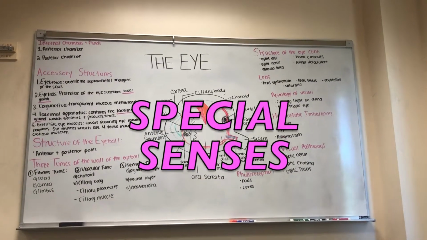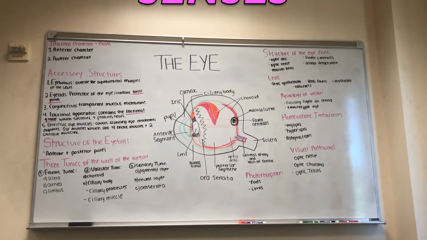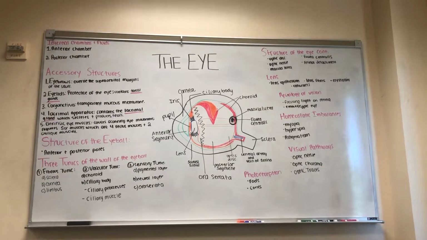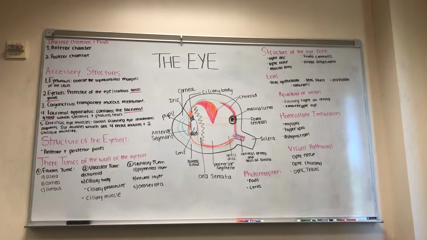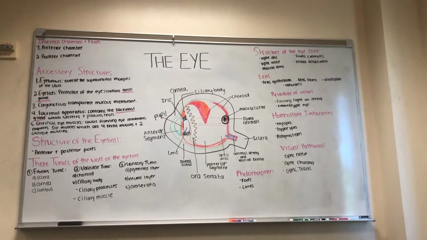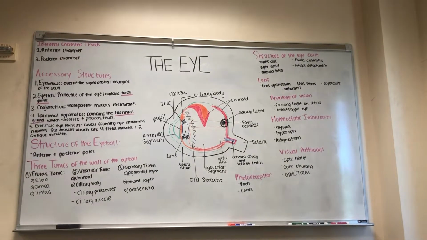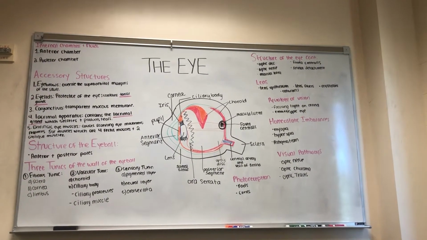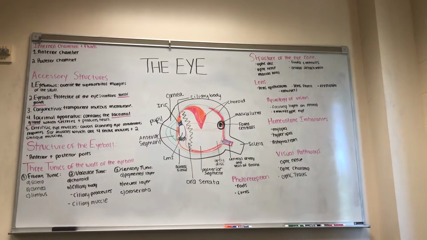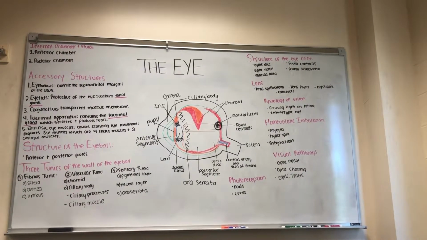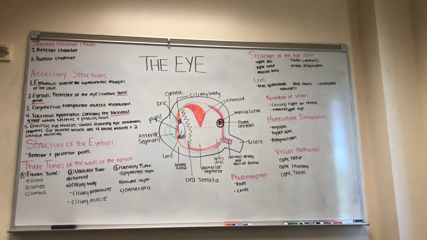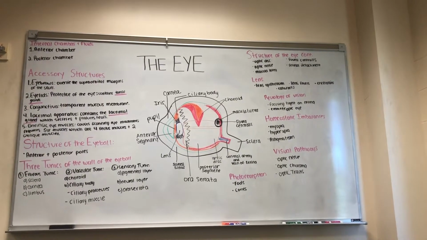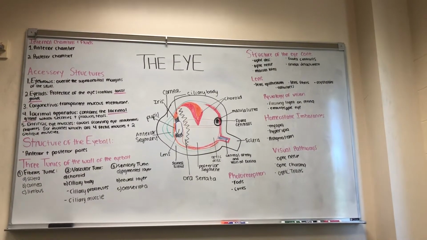First, we're going to be talking about the eye. The eye has many accessory structures, such as the eyebrows, which overlie the supraorbital margins of the skull. Also, another accessory structure is the eyelids, which is protective of the eye and contains tarsal glands. Next is the conjunctiva, which is a transparent mucous membrane. Also, the lacrimal apparatus, which contains the lacrimal gland and secretes and produces tears.